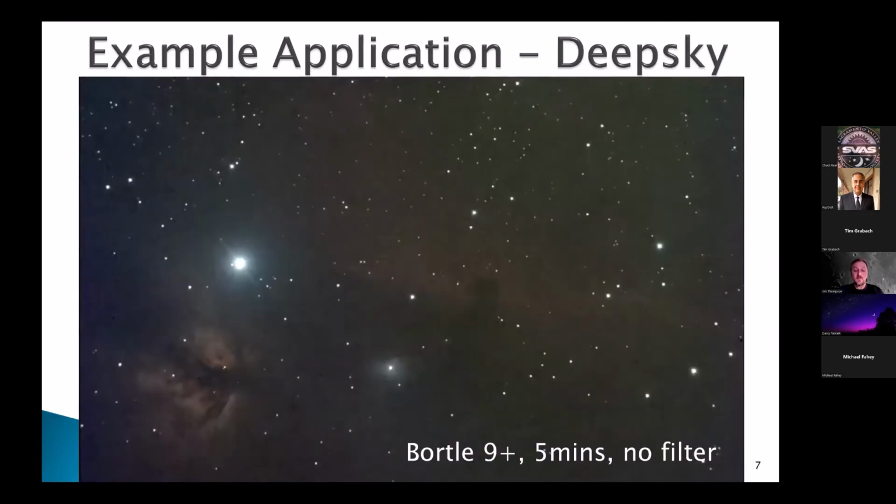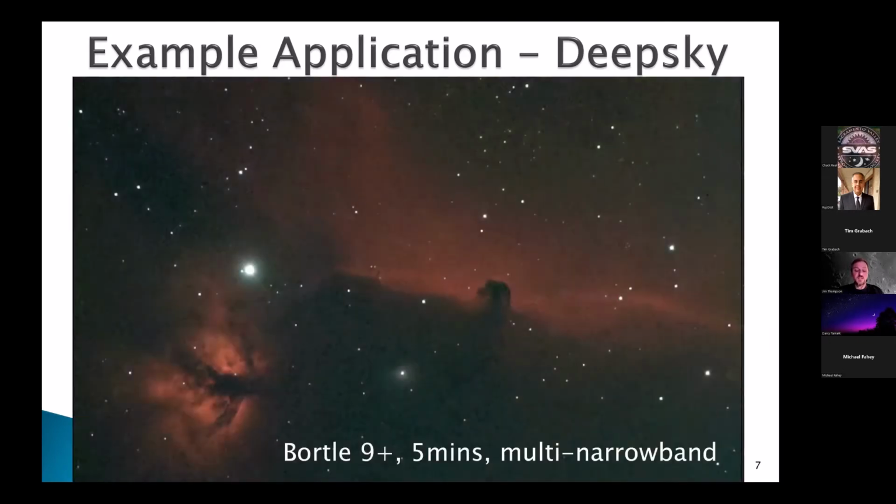Another example of what filters can do applies to deep sky objects. This is an image of the Flame and Horsehead Nebula taken from my backyard with no filter. Although the objects are visible, contrast and detail is poor. Now, add a light pollution filter, and you can see a marked improvement in the scene's contrast and detail.